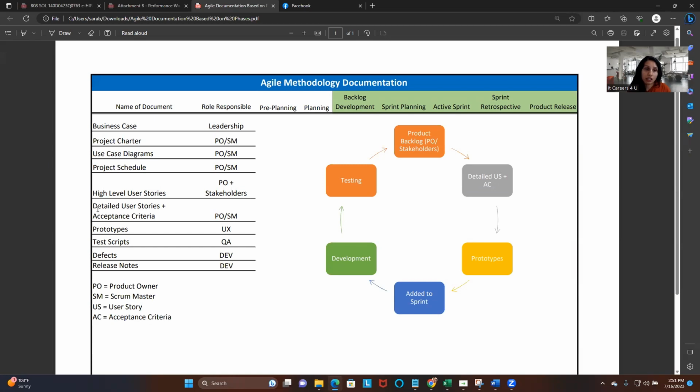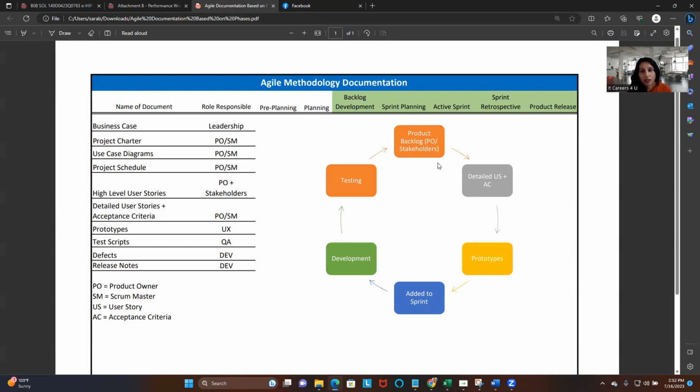So now that we have detailed user stories and acceptance criteria, then we go through and create prototypes, which is done by our UI/UX team members. Then we have test scripts, which are done by our QA analysts. And when we have defects, it's the role of dev to help us identify and fix them. And then we also have something called release notes that our dev teams are responsible for. So you can see from here, while our documentation workload is not as much as waterfall, there still is documentation that we see in the Agile environment, depending on what phase you may be in.